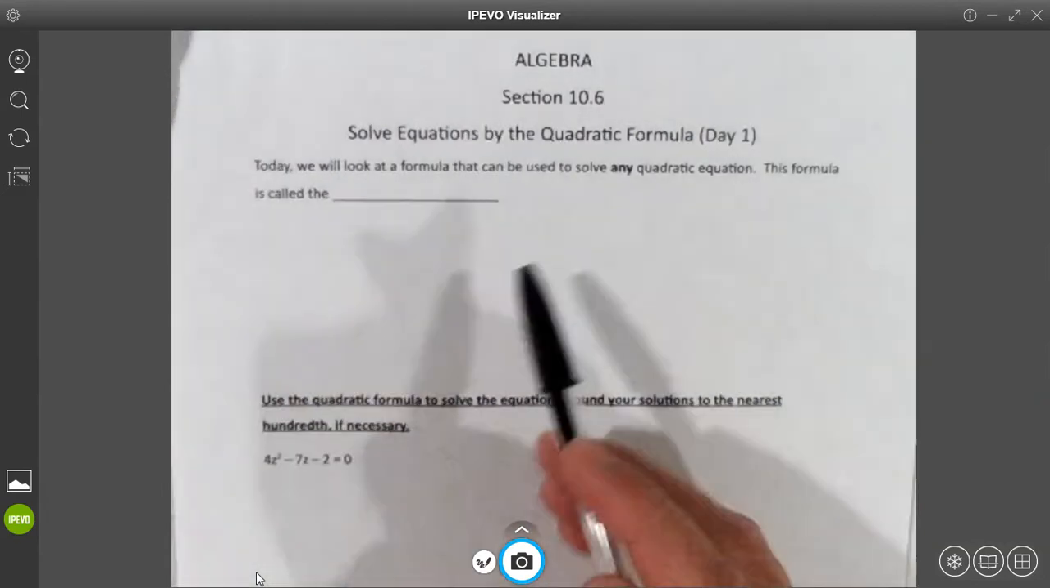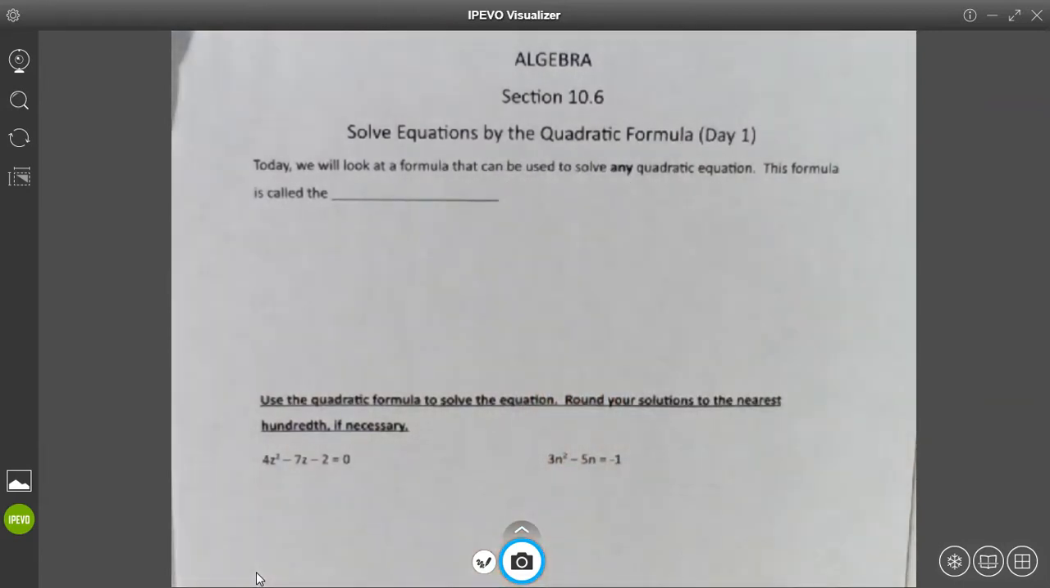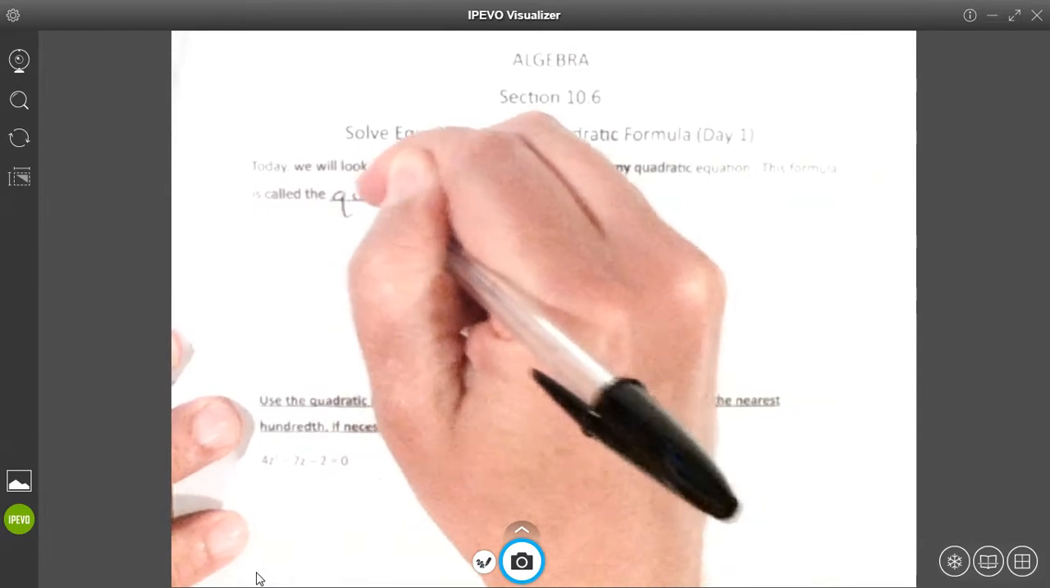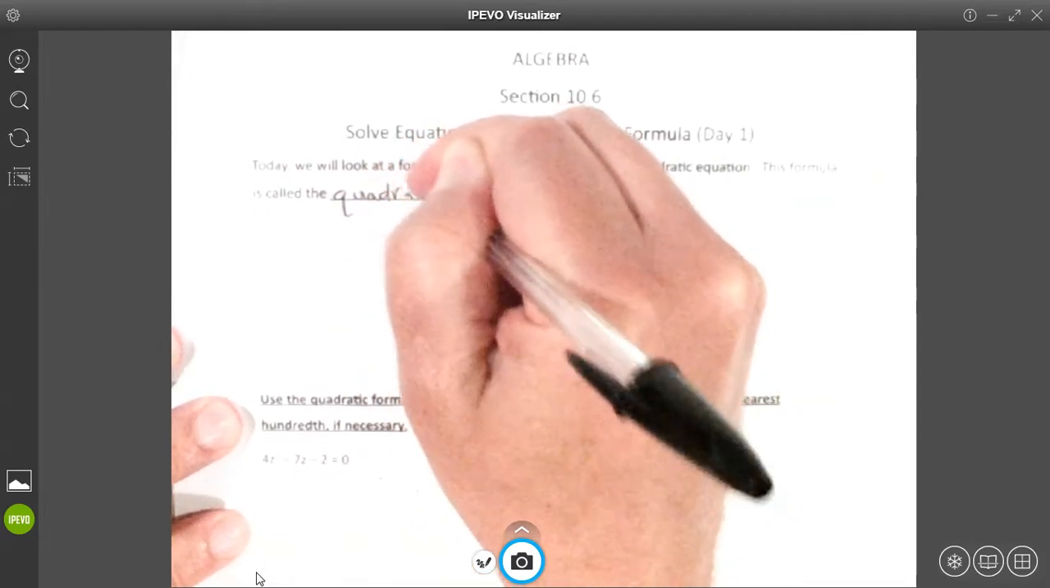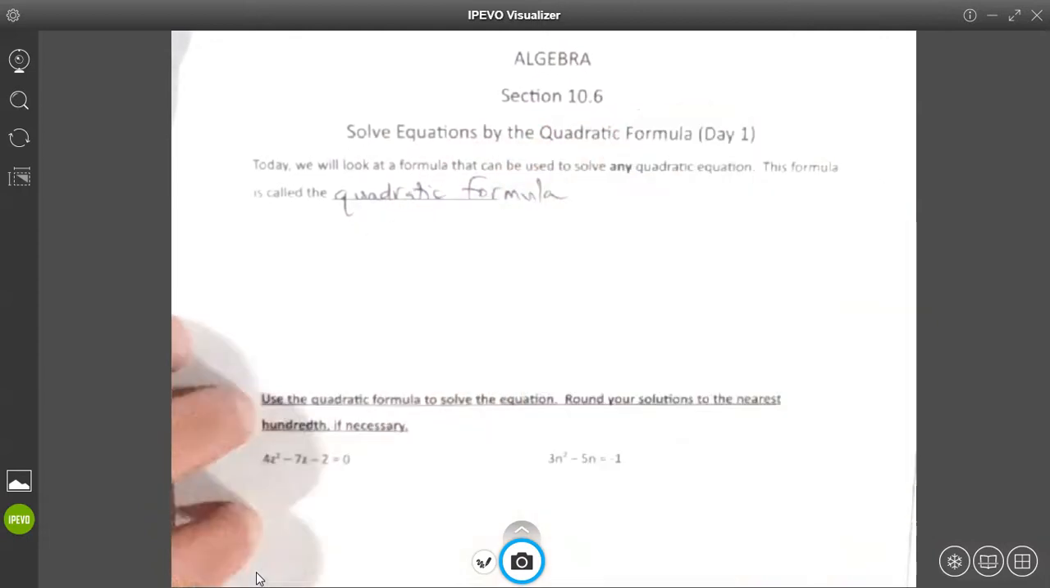What we're looking at today, and some of you might be happy about this, is the final way that I'm going to teach you to solve these quadratic equations, and it's by using something called the quadratic formula. Again, the formula. Let me get this written because I can't talk and write at the same time.